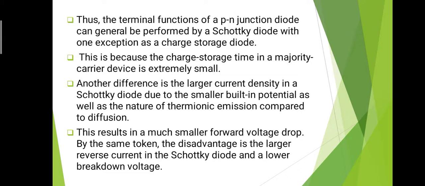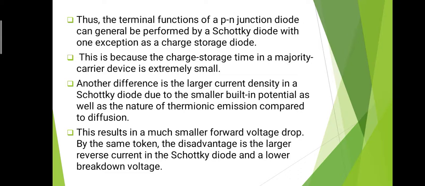In a p-n junction diode there is an ability to store charge, but in a Schottky diode this is not allowed. That means there is no charge storage. This is a disadvantage of the Schottky diode over a p-n junction diode. This is because the charge storage time in a majority carrier device is extremely small. Therefore, the Schottky diode is not used for charge storage purposes.